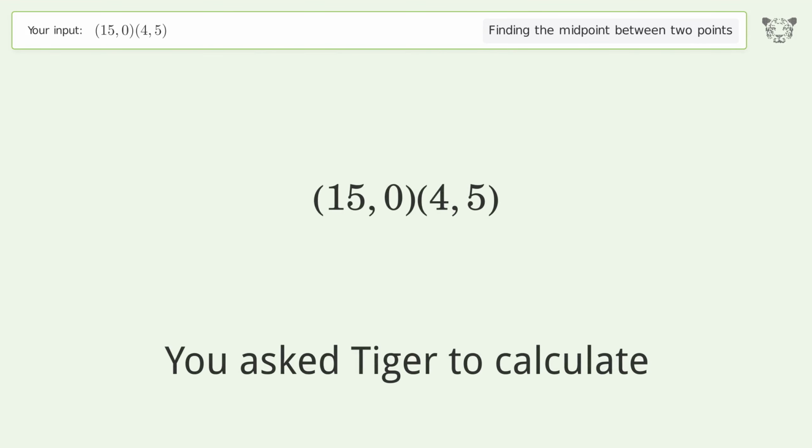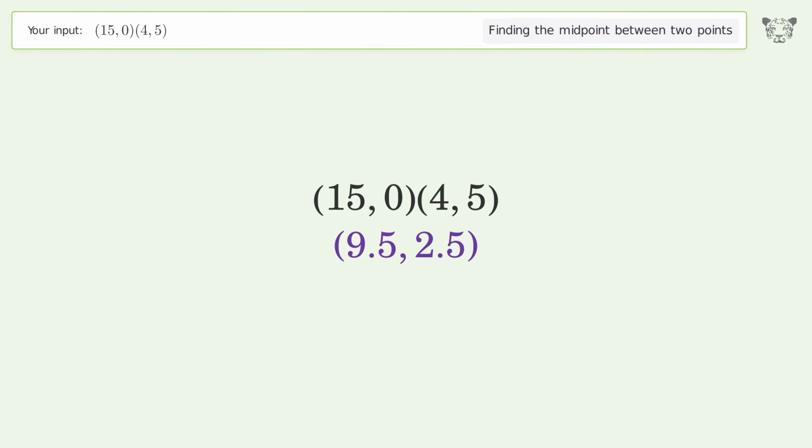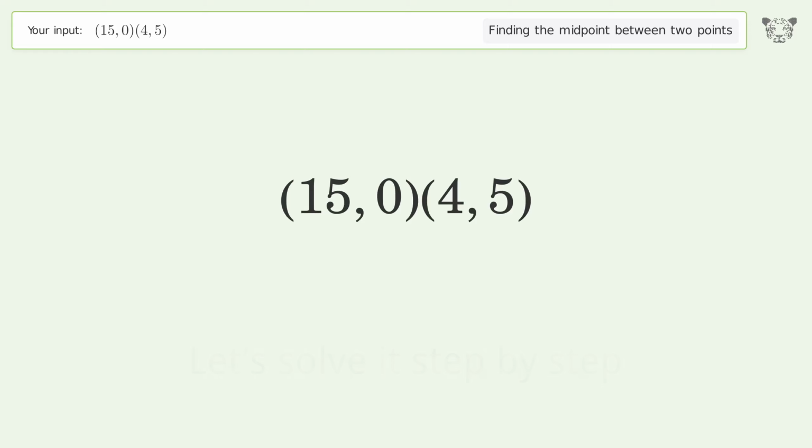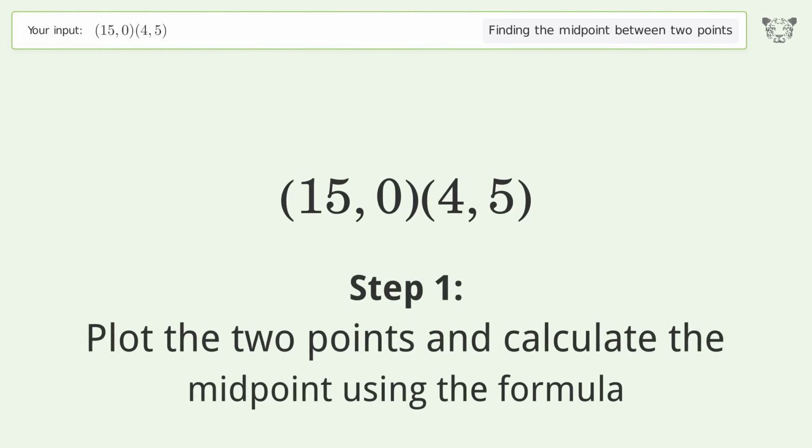You ask Tiger to calculate. This deals with finding the midpoint between 2 points. The midpoint between the 2 points is 9.5, 2.5. Let's solve it step by step. Plot the 2 points and calculate the midpoint using the formula.